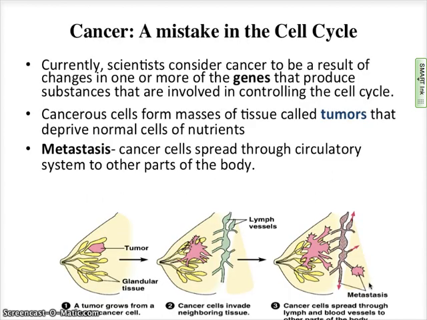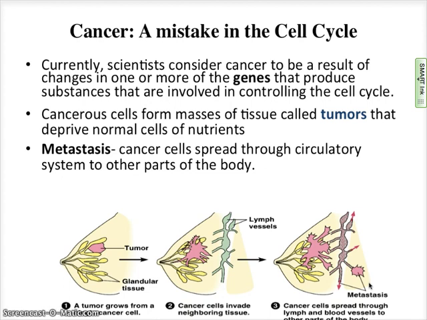Cancer is basically a mistake in the cell cycle. Currently, scientists consider cancer to be a result of changes in one or more of the genes that produce substances controlling the cell cycle. So the cell basically has a little timer, a little stopwatch that says, okay, you can grow now. Stop, grow now. Stop, grow now. So when that gets messed up, cancer starts to develop.